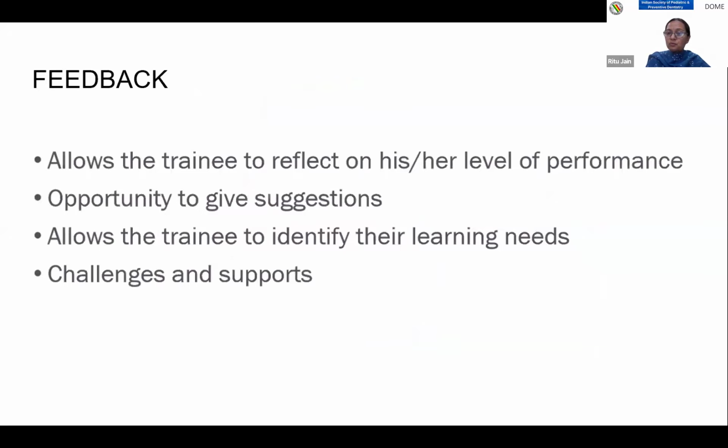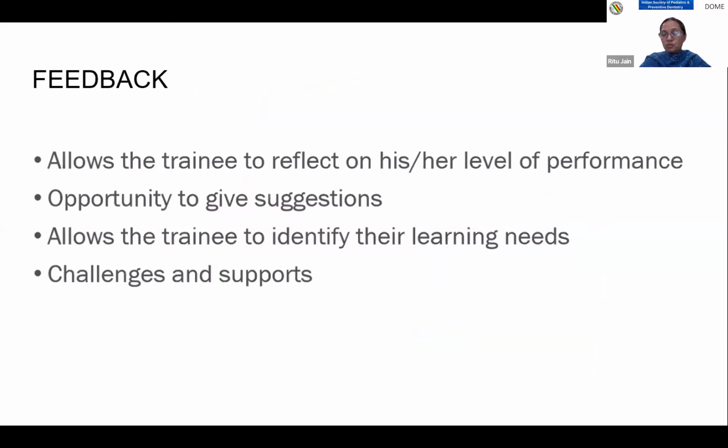So when you want to give feedback, or while giving feedback, what are some of the important things that we need to bear in mind? And when we talk about feedback, what is the role of feedback in assessment or in learning? Feedback allows the trainee to reflect on his or her level of performance.